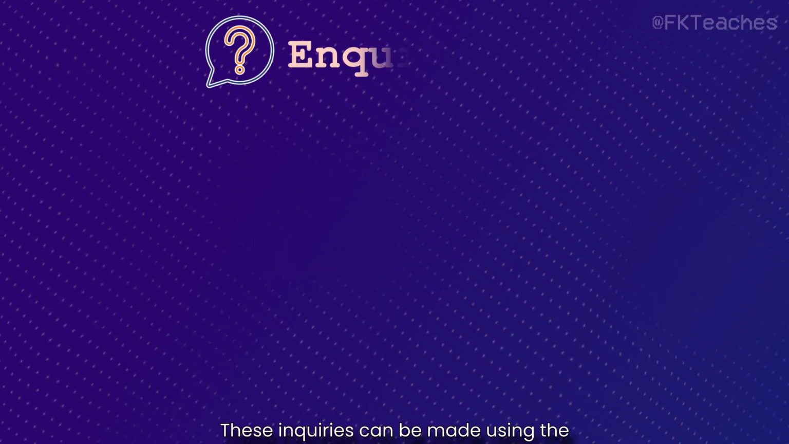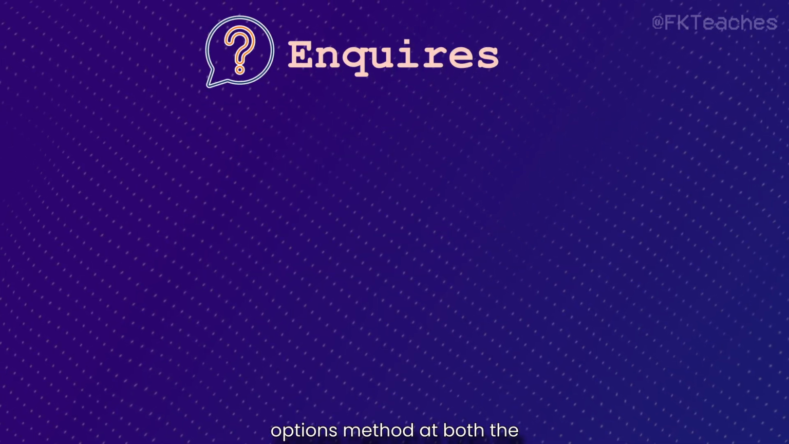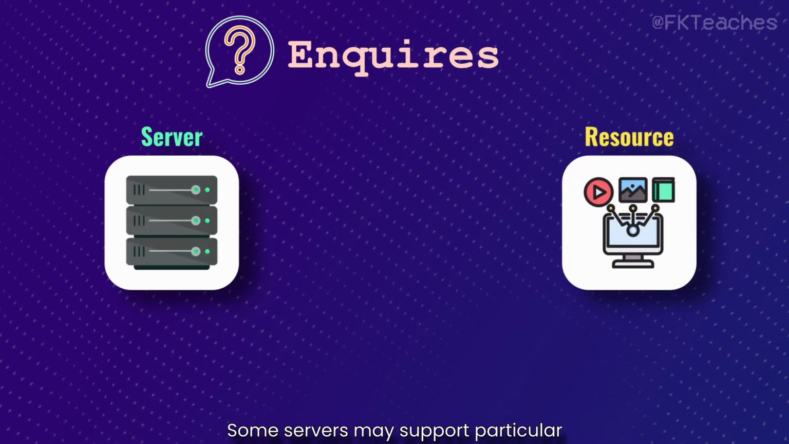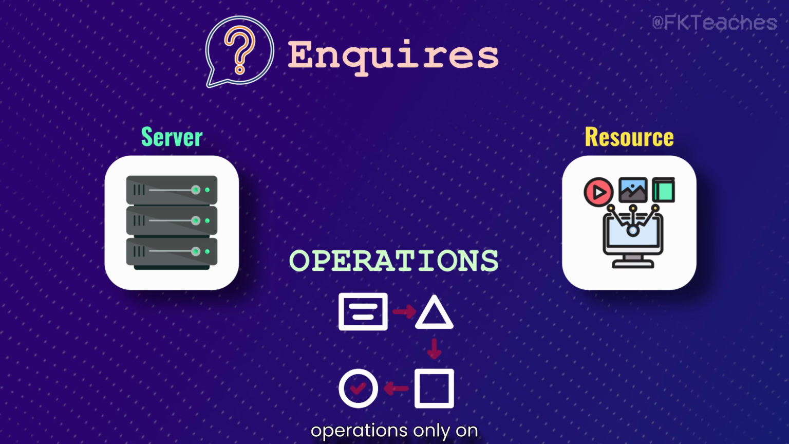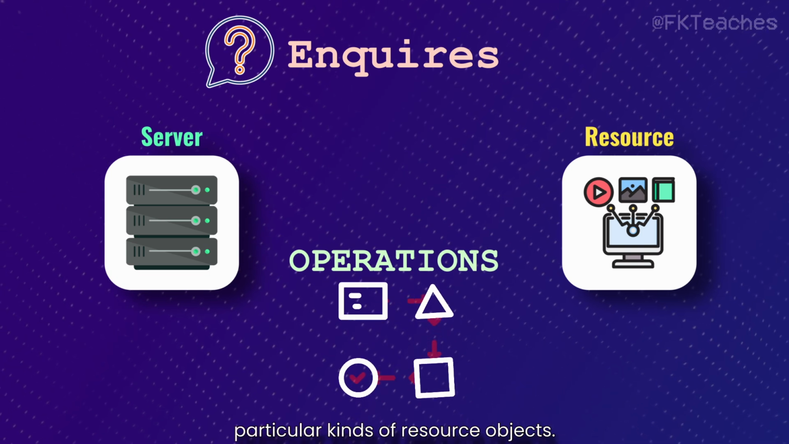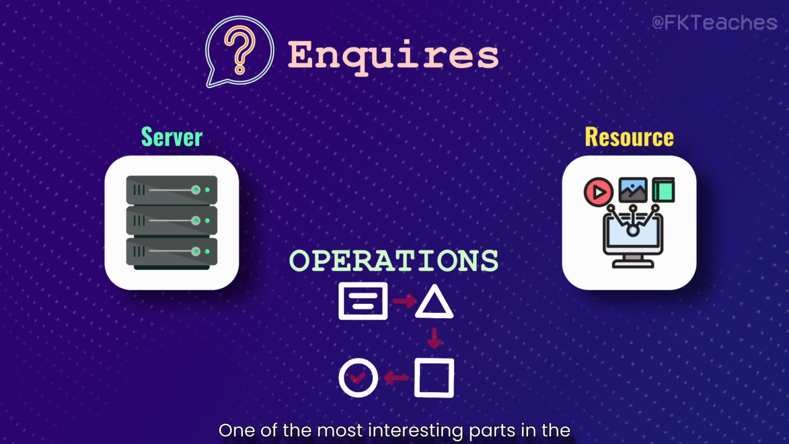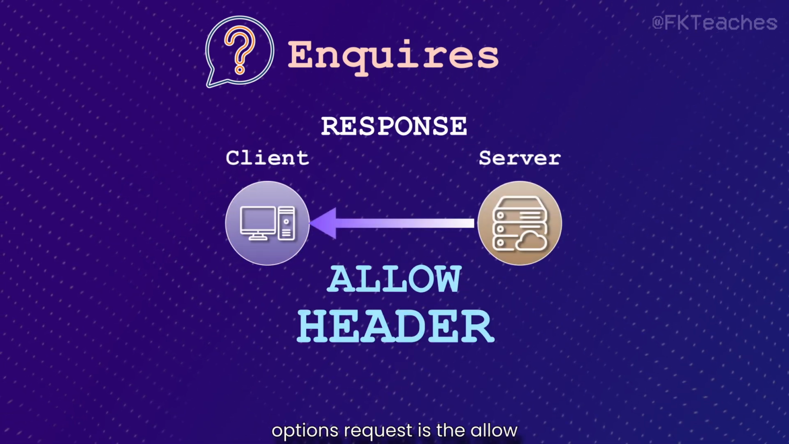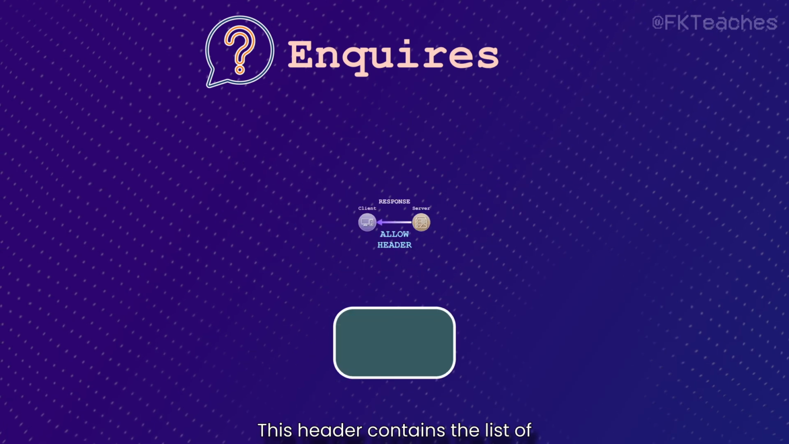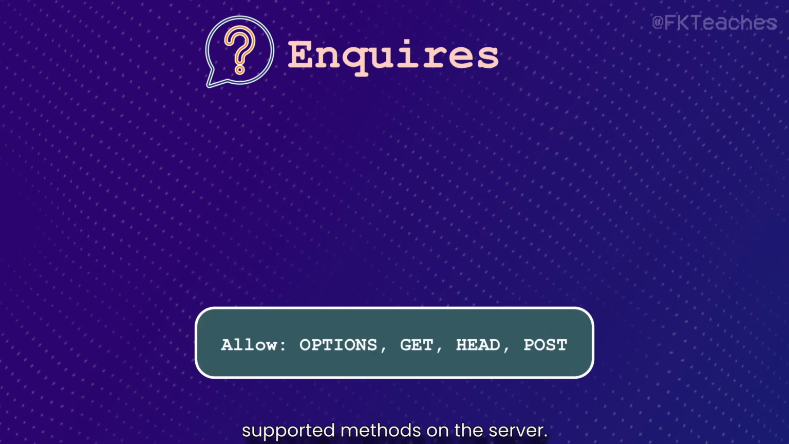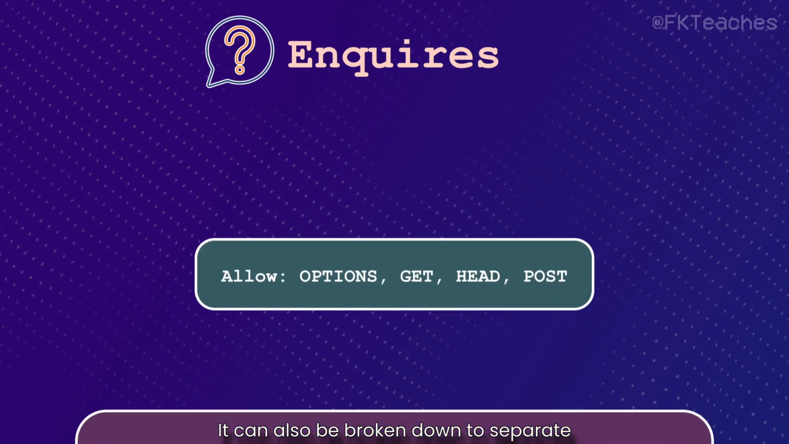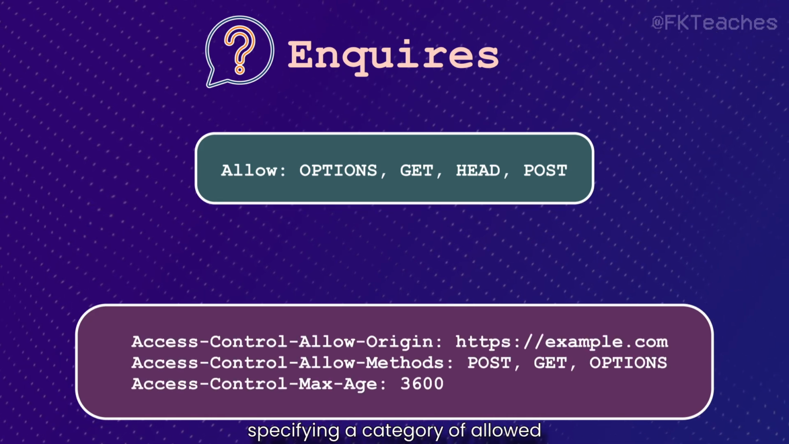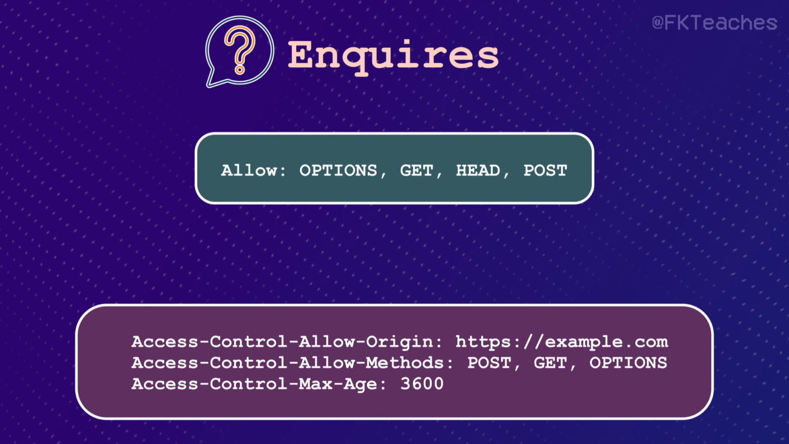These inquiries can be made using the options method at both the server level and the resource level. Some servers may support particular operations only on particular kinds of resource objects. One of the most interesting parts in the response to an options request is the allow header. This header contains the list of supported methods on the server. It can also be broken down to separate allow headers, each specifying a category of allowed functions.